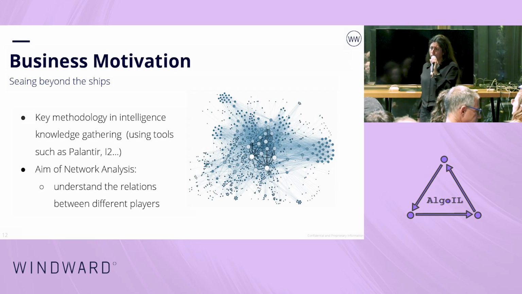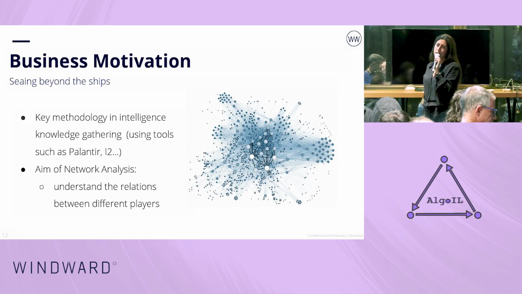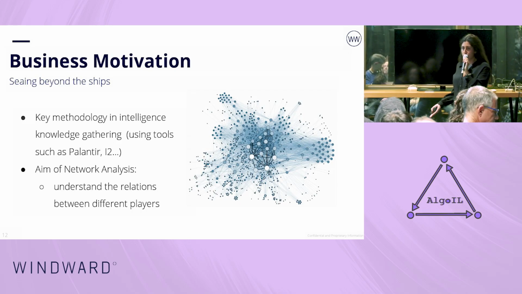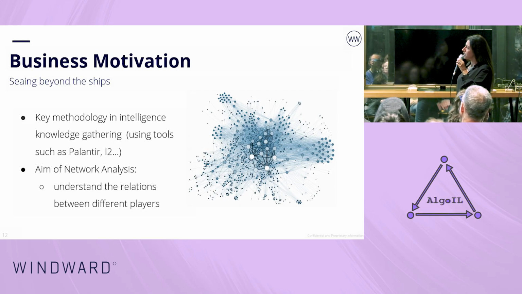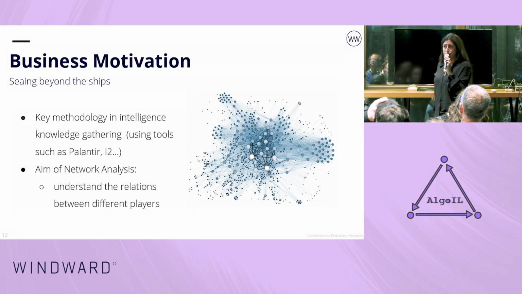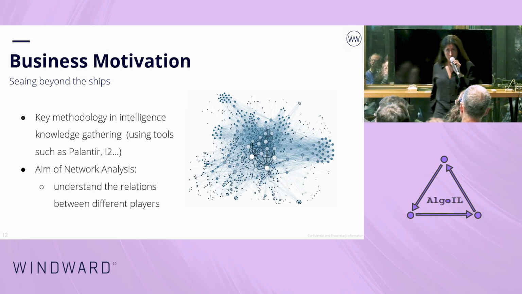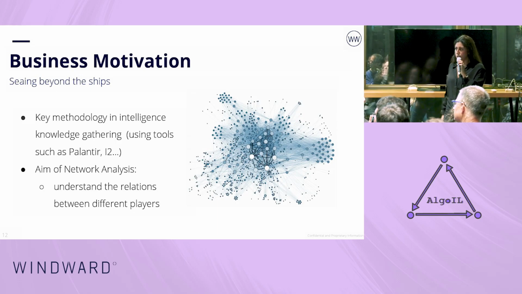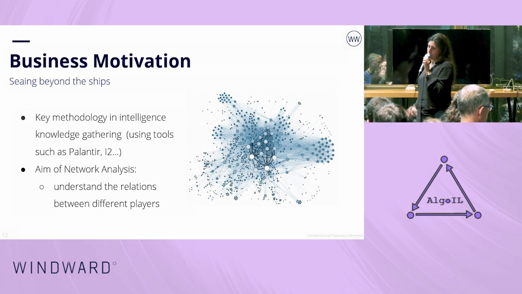As Yael said, we're working a lot with intelligence agencies, and network analysis is a key methodology in intelligence gathering. For example, we work with customers such as the DEA, the Drug Enforcement Administration. For those of you who saw Narcos and Breaking Bad, these are the police officers in these TV shows. They work a lot with network analysis, with tools such as Palantir and I2, because their goal is to understand the relations between different players in the maritime domain. And it was very important for us to be able to see beyond ships.